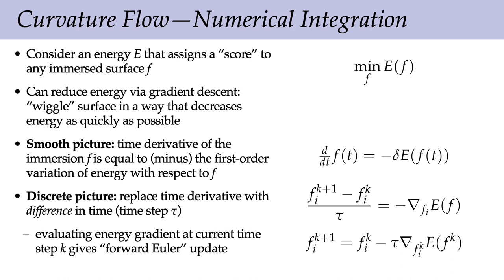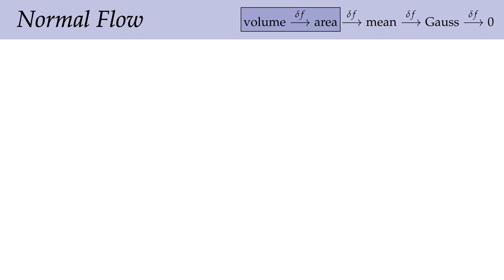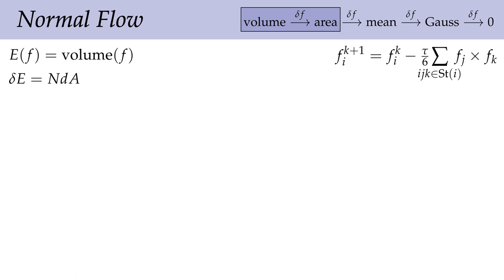Okay? So let's see how different variations in our sequence give us different kinds of surface flows. We'll start out with something very simple, normal flow. So here, the energy is just going to be the enclosed volume of our surface. We start out with a surface that has some volume, and we want to push it in a direction that shrinks that volume as quickly as possible. Well, we know from the smooth setting that we should push it in the normal direction at the same speed everywhere. And we know that if we take the discrete volume and take its gradient, we get this area vector. So our discrete normal flow just says, go to each vertex, compute its area vector, push the surface a little bit in that direction.